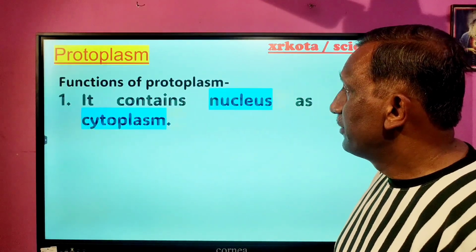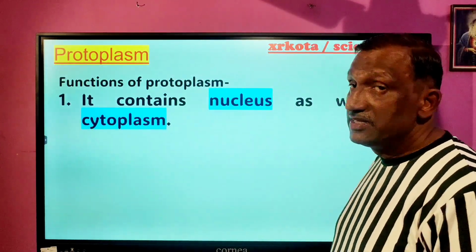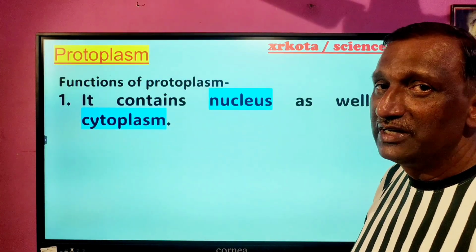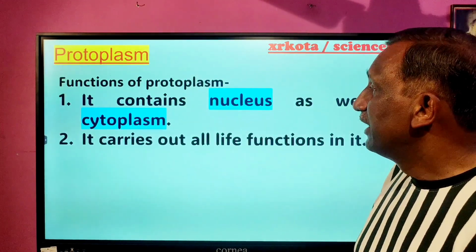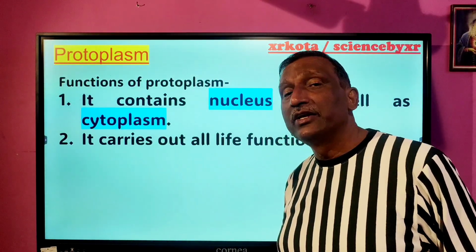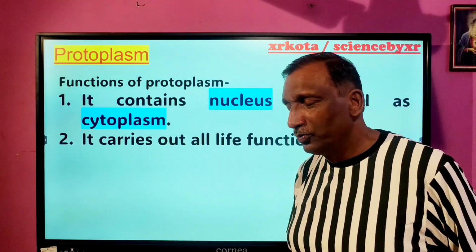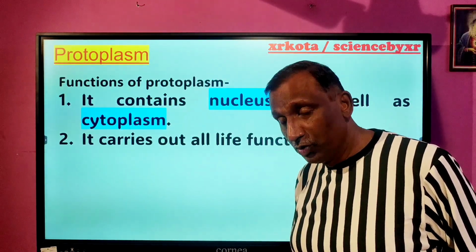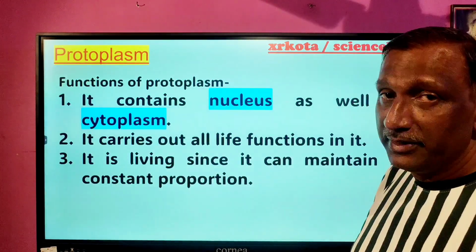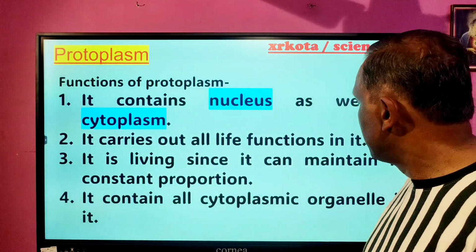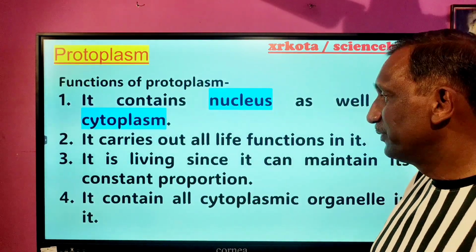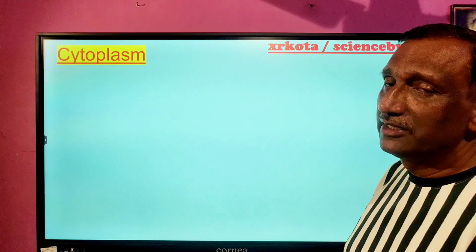Functions of protoplasm: what is protoplasm used for? It contains the nucleus as well as the cytoplasm. This is its important function, because everything inside the membrane is protoplasm. And it carries all the life functions, because whatever function the cell is carrying out, like respiration, movement, locomotion, or photosynthesis, all of these take place in the protoplasm. It is living because it can maintain itself. Then it contains cytoplasmic organelles. We will study this in cytoplasm also; cytoplasmic organelles are inside it.